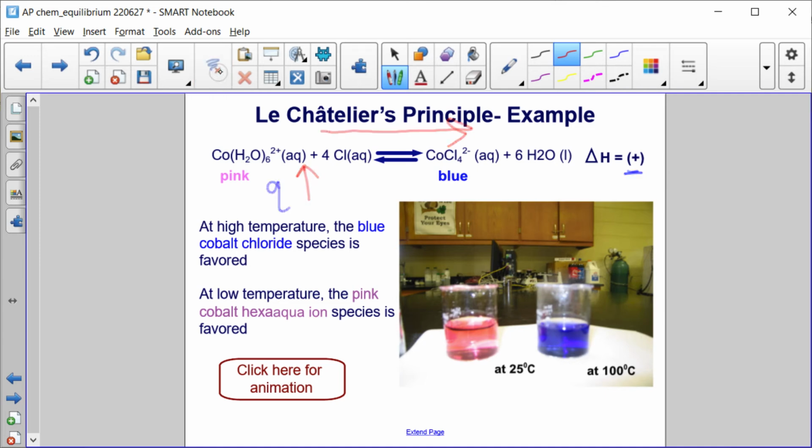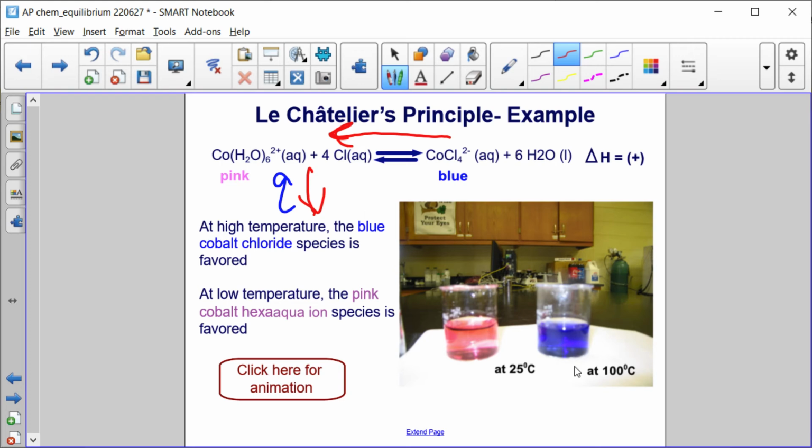If we decrease the temperature, or we have low temperature, remove some heat, right? We're going to shift the equilibrium towards the left in order to put back that heat which was removed. Okay, so if we shift the equilibrium to the left towards the reactants, then the solution will be pink because the cobalt hexaaqua ion species is favored.